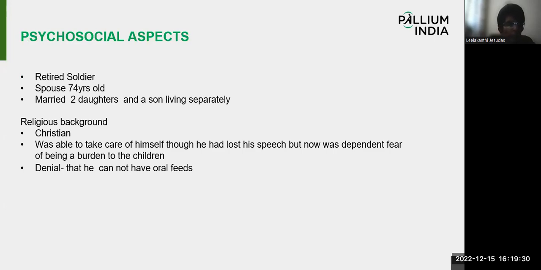Psychosocial aspects: he is a retired soldier, and his spouse was about 74 years old. He was married. He had two married daughters and a son, and they were living separately. He had a religious background; he was a Christian, and he was able to take care of himself, though he had lost his speech. Now he was dependent, and the fear of being dependent was a burden to him, and also that he will be a burden to the children.